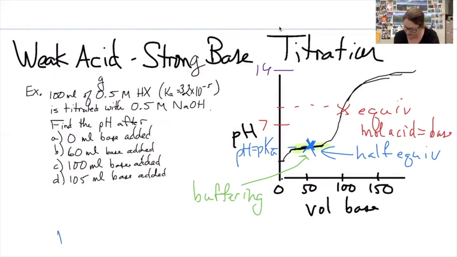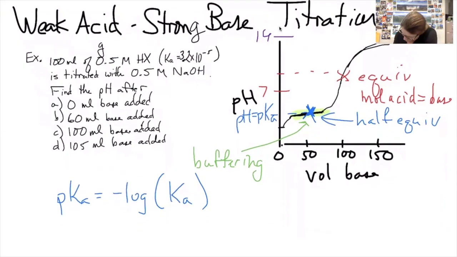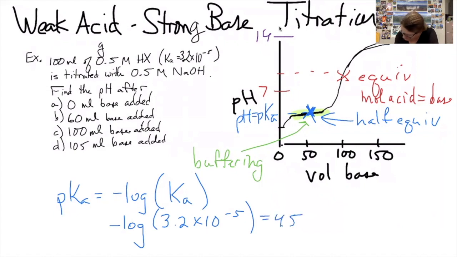If you don't remember what a pKa value is, it's the negative log of a Ka value. So for this particular acid, since Ka is 3.2 times 10 to the negative fifth, the negative log of 3.2 times 10 to the negative fifth is going to happen at a pH of 4.5. So this point on the graph, I could note as 4.5.